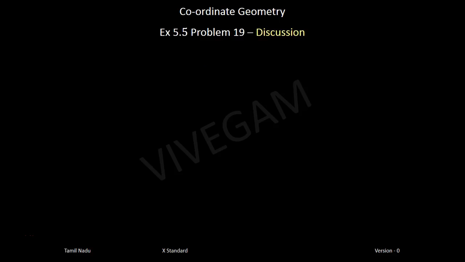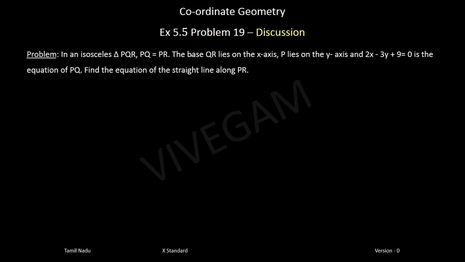Exercise 5.5, problem 19, discussion. This is quite an interesting problem. In an isosceles triangle PQR, PQ equal to PR, the base QR lies on the x-axis, P lies on the y-axis, and 2x minus 3y plus 9 equal to 0 is the equation of PQ. Find the equation of the straight line along PR.